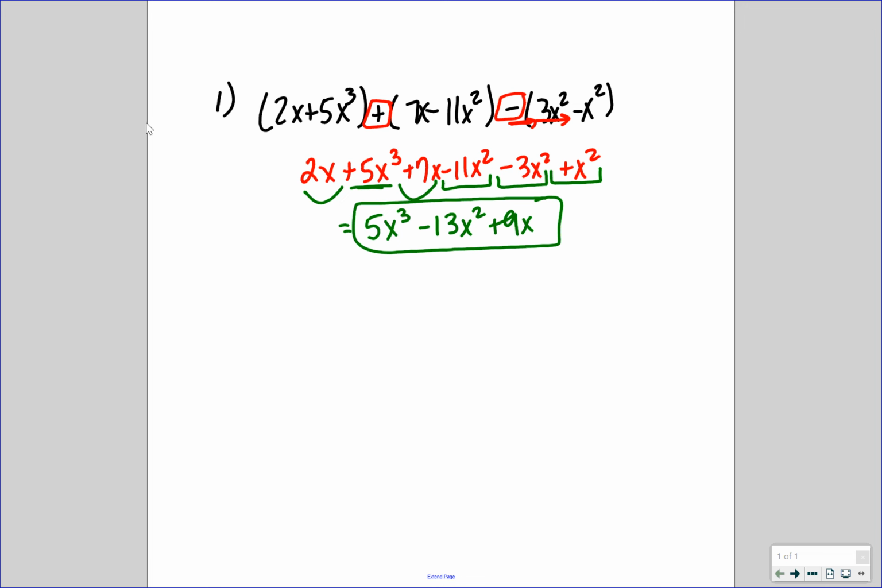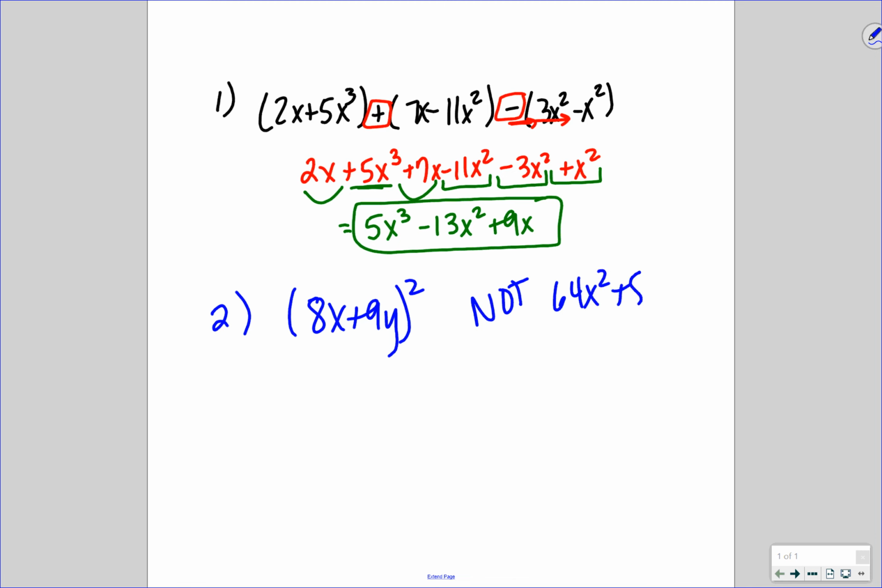Number 2 is another operations question. It is 8x plus 9y, that quantity squared. This is not 64x squared plus 81y squared. You are not just squaring the 8x and not just squaring the 9y. This is 8x plus 9y times 8x plus 9y. A lot of you guys missed this on that graded assignment.